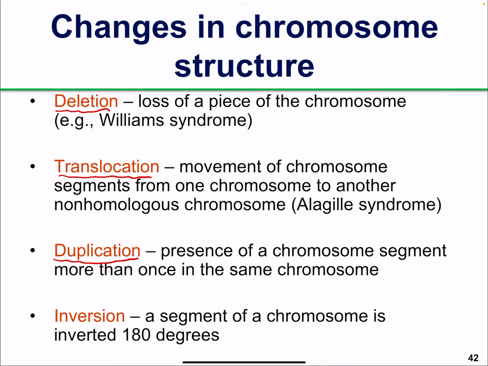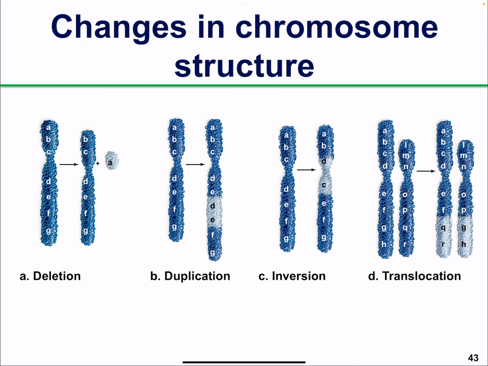In a duplication, the genetic information appears twice on the same chromosome, right? While in an inversion, you don't simply have a swap of information, you have a swap of information toward the opposite direction. I'm going to show you a graphic representation of what this looks like.